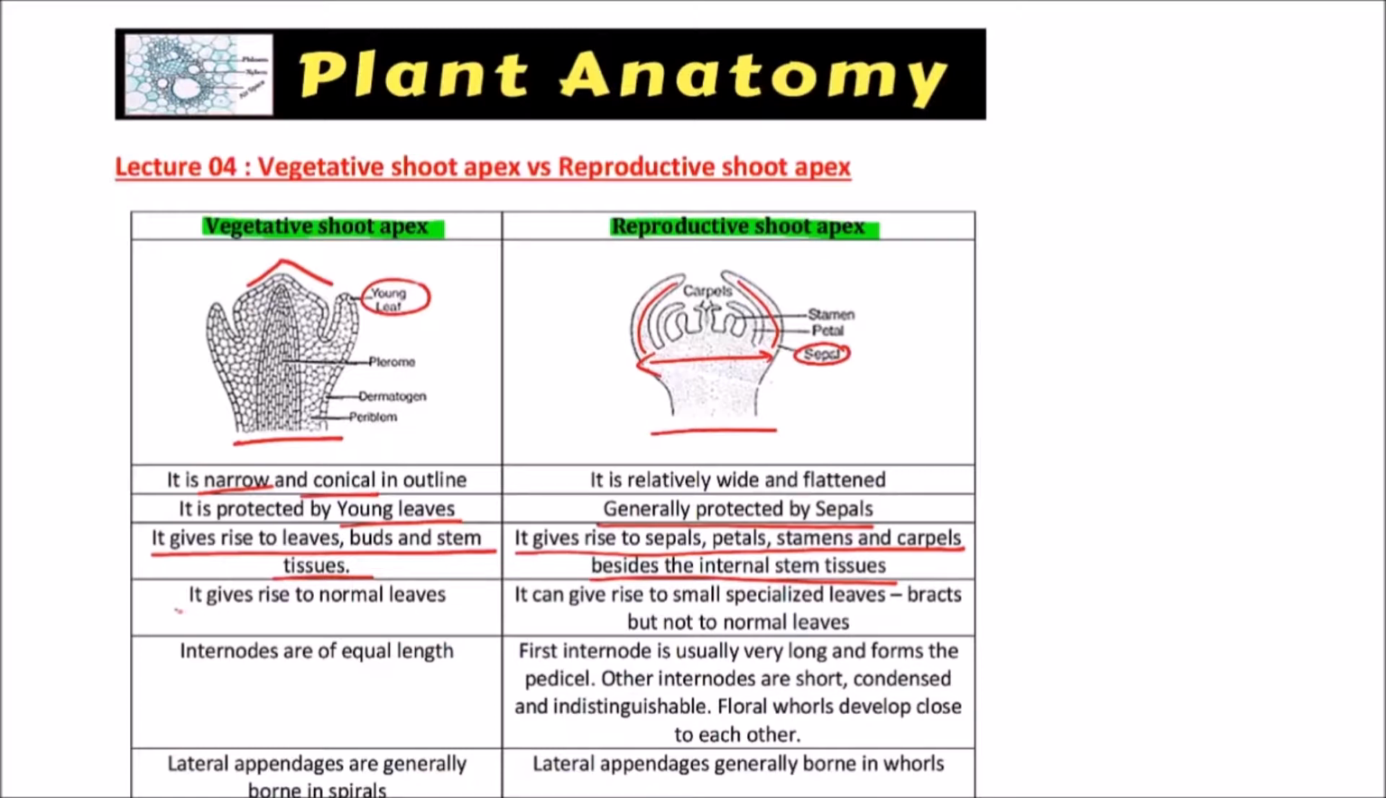Then the vegetative shoot apex gives rise to normal leaves. Here the reproductive shoot apex doesn't give rise to normal leaves, but it gives rise to specialized, small-sized leaves, which are known as bracts, but not to the normal leaves.